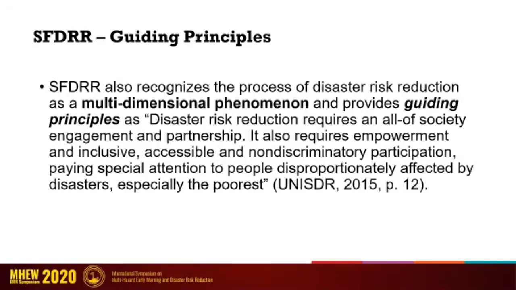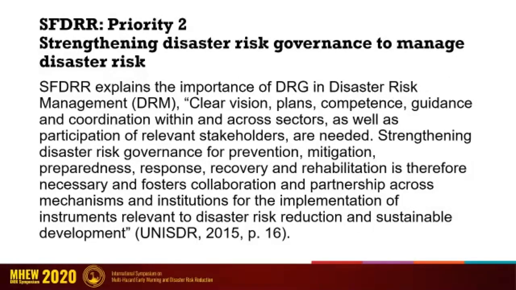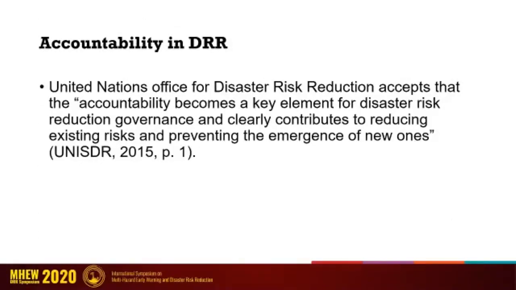The Sendai framework has fixed a guiding principle which discusses the multidimensional phenomenon of disaster governance. Disaster risk governance is a process that governs the entire process related to disaster activities and which requires the involvement of multiple stakeholders, horizontally and vertically. Priority 2 of the Sendai framework discusses strengthening disaster risk governance to manage disaster risk. Accountability is the most important part of disaster risk governance. According to the United Nations Office for Disaster Risk Reduction, accountability has become a key element of disaster risk reduction governance and clearly contributes to reducing existing risk and preventing the emergence of new ones.